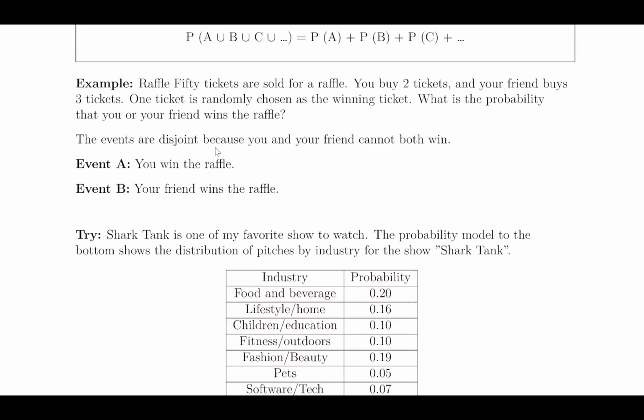All right. So for this one, if you look at the last sentence in that first one, it says, what is the probability that you or your friend win the raffle? So if you look at it, we have A or B. So we want to find the probability of A or B occurring. For that, we're going to get the probability of A and add it to the probability of B.